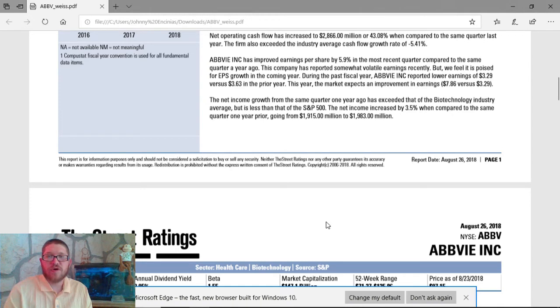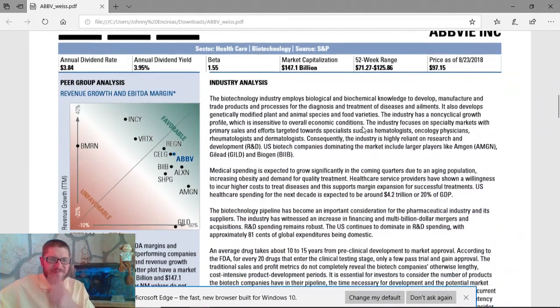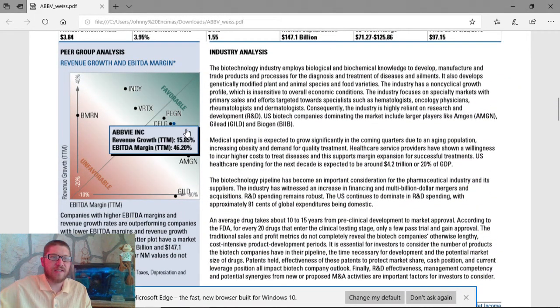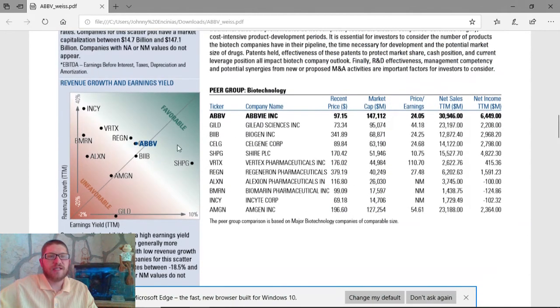The net income growth also has increased, exceeding the biotechnology industry. Its net income has increased by 3.5%, which is currently at almost $2 billion in net income. Now, ABBV is pretty favorable within its competitors and peer groups at 15% revenue growth and 46% EBITDA margin. And as you can see here, they're also in a favorable position at 15% revenue growth and 4% earnings yield.